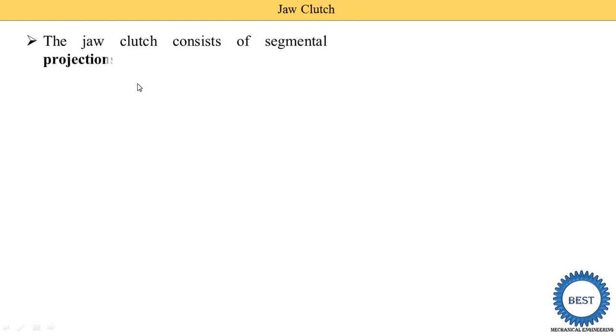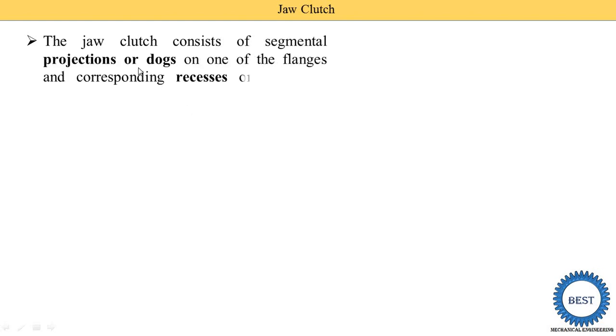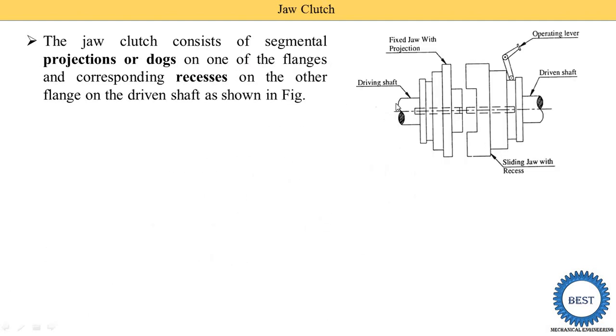The jaw clutch consists of a segmental projection or tongue on one of the flanges. Now, here in this diagram, you see this is the driving shaft and this is the first jaw, also called the driving jaw, with a projection. This part is called the projection, meaning some part comes out from a portion of the flange. And there are corresponding recesses on the other flange on the driven shaft, as shown in the figure.